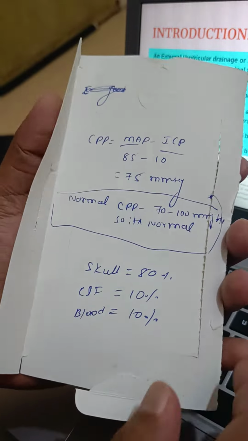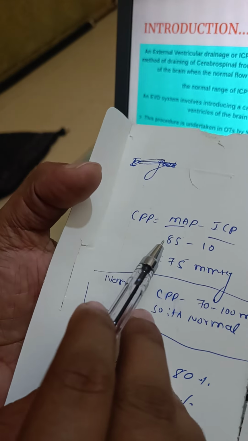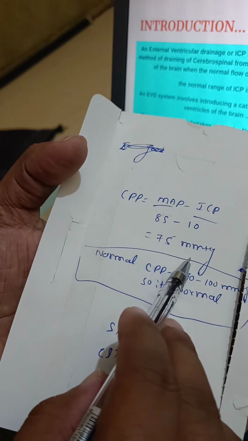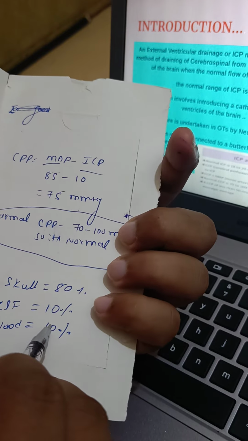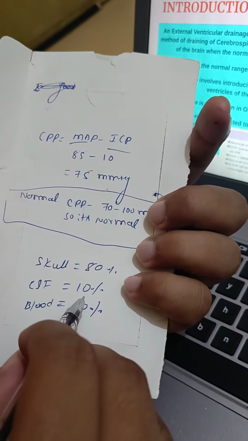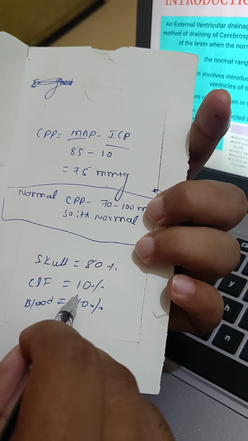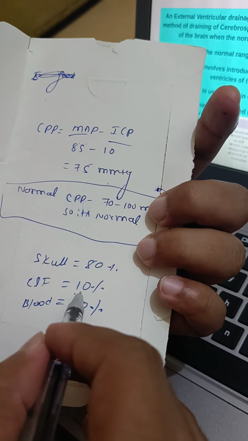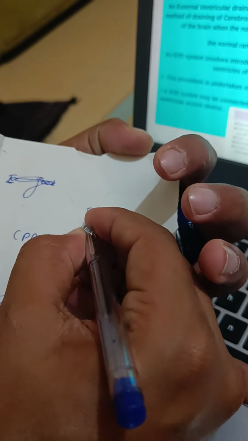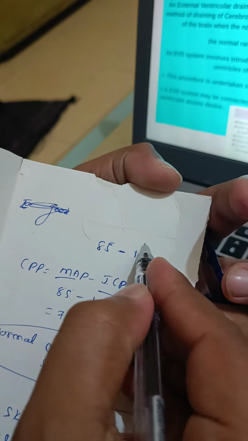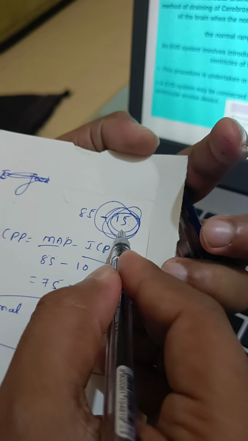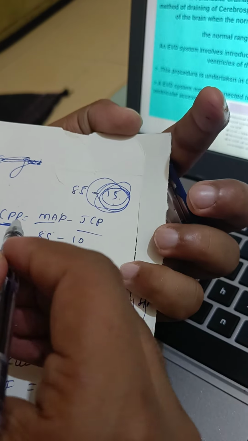Suppose in this case, I have taken MAP as around 85 mmHg and ICP is 10, which means CPP is 75 mmHg. In some cases, because of a tumor-like thing in the brain, or in the ventricles, the CSF production will be more. Because of this, if ICP is around 15 and MAP is 85, we have to consider it high. ICP will be high, and because of this, CPP is also high, like that they will think.